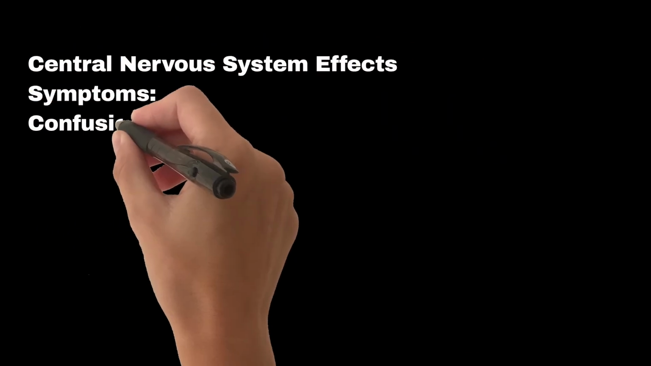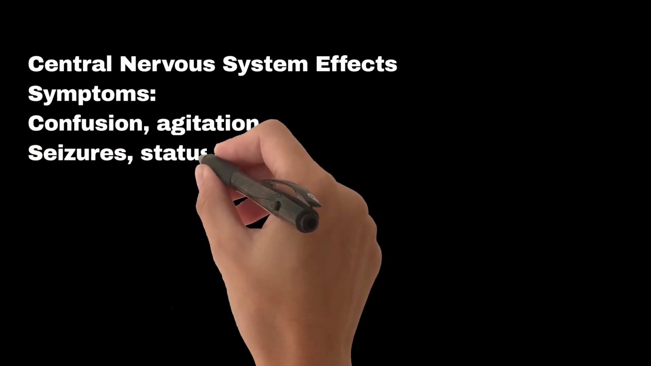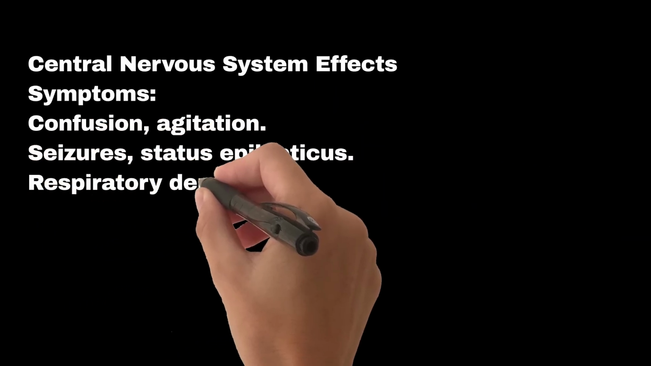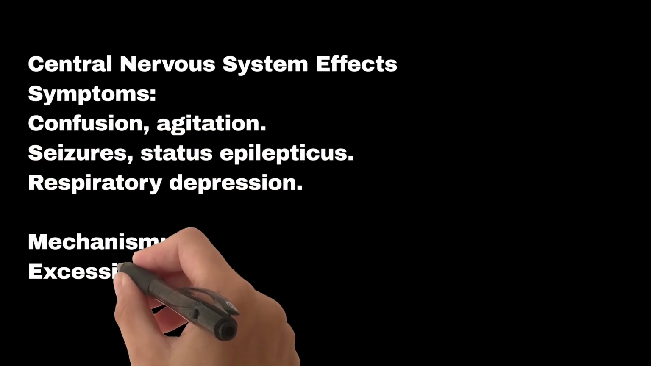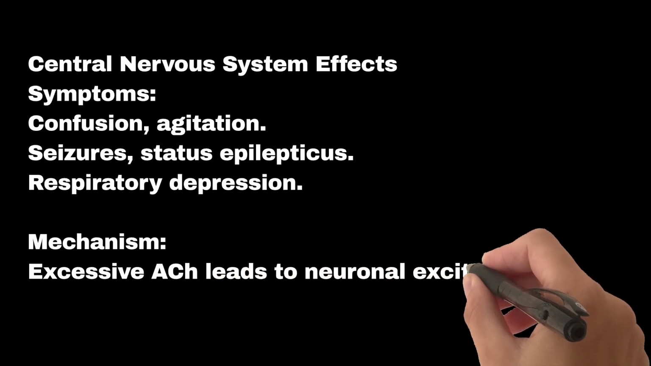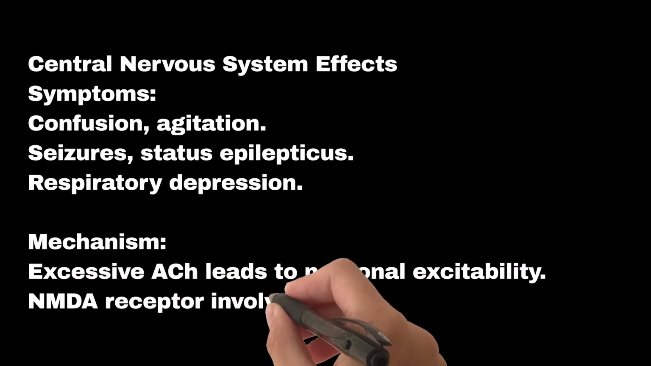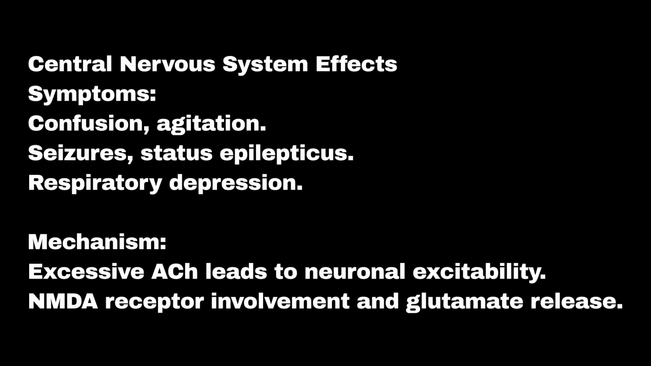Central nervous system effects. Symptoms: confusion, agitation, seizures, status epilepticus, respiratory depression. Mechanism: excessive ACh leads to neuronal excitability, with NMDA receptor involvement and glutamate release.